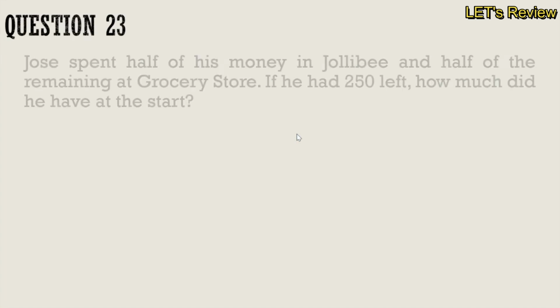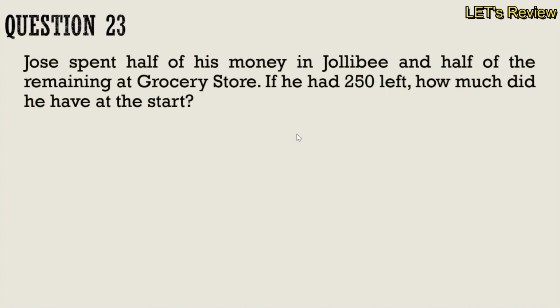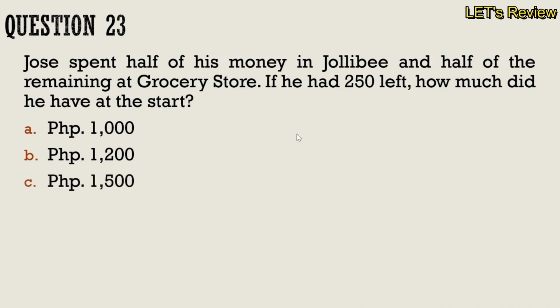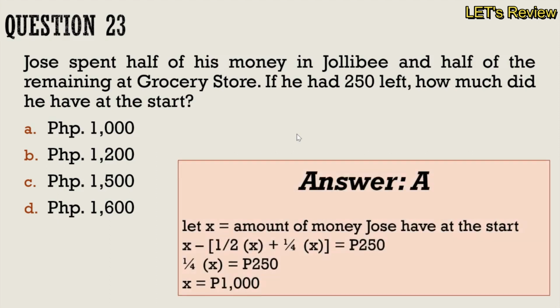Question 23. Jose spent half of his money in Jollibee and half of the remaining at the grocery store. If he had 250 left, how much did he have at the start? A. 1,000 pesos. B. 1,200 pesos. C. 1,500 pesos. Or D. 1,600 pesos. The answer is A. 1,000 pesos.